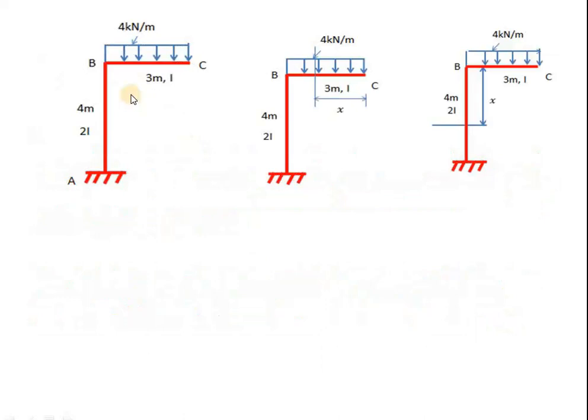So this is the given frame. First we have taken a section in the CB portion, whose length is 3 meter and I is I. C is the origin, CB is the portion, and limits will be 0 to 3. Then the bending moment will be 4 into x by 2, that is 4x squared by 2. If I take the section in BA, B is the origin and limits will be 0 to 4. What is the bending moment here due to this given loading? It is 4 into 3 by 2, because you take the bending moment at any point on BA and it will be the same.